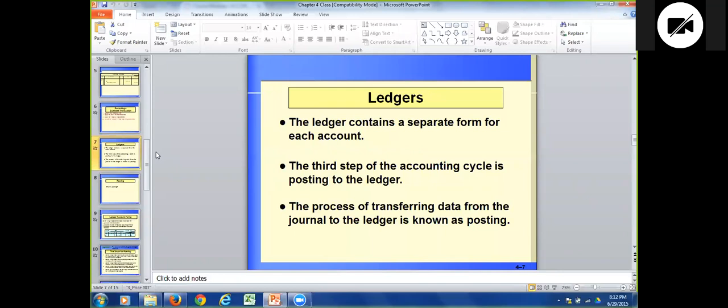So there's also what's called ledgers. And these ledgers are a separate form for each account. And as you saw in the first slide, it's the 3rd step in the accounting cycle. The process of transferring data from the journal to the ledger is known as posting. So after you do the general journal entries, you would then post these entries to each ledger account, which is where you're going to see in the homework how tedious this is. But when you use accounting software, once you complete the general journal, it does all the posting for you. It's automated.